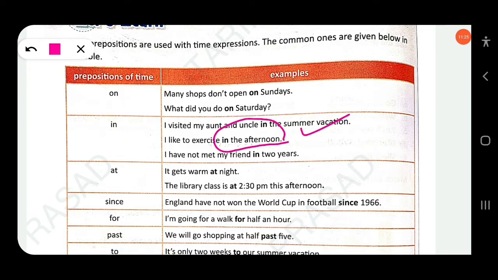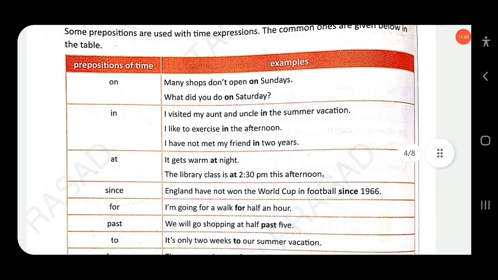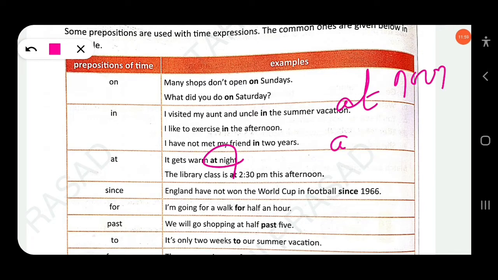Similarly here, time: I have not met my friend in 2 years. You can also use "for" here: I have not met my friends for 2 years. Then next here, "at": it gets warm at night. As I have already told you, you have to use at noon, similarly at midnight.